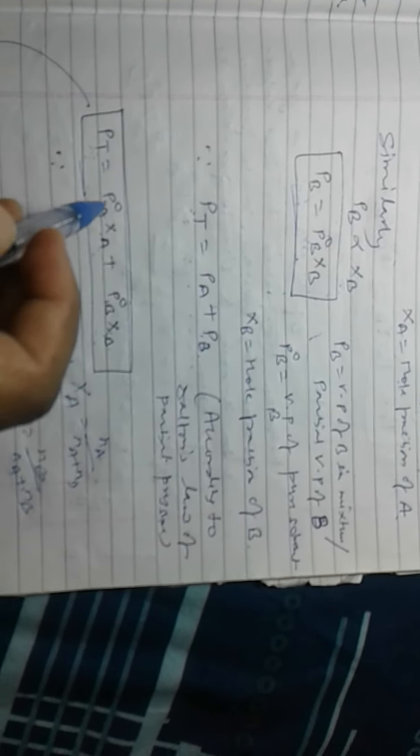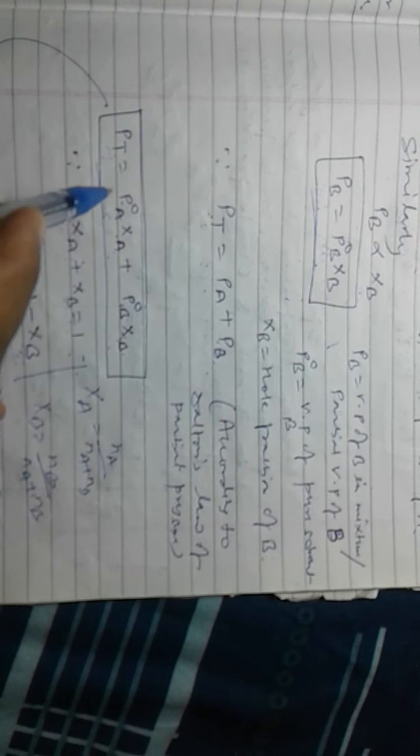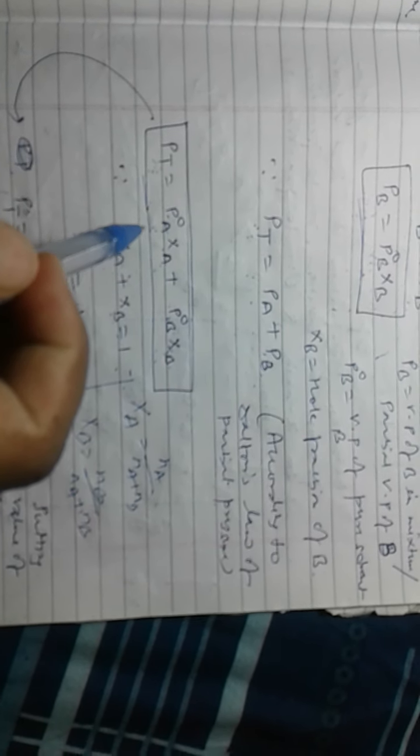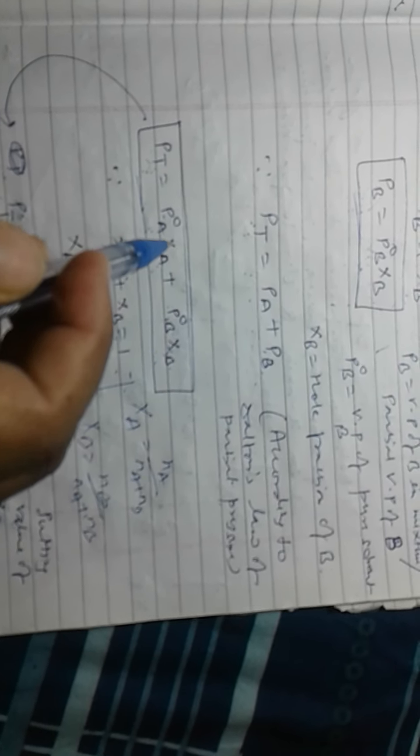So in this way, in class 12th, one numerical is generally asked in the board examination, that A and B two solvents are mixed together, and you have to calculate the vapor pressure of A, sometimes the vapor pressure of B, and also calculate the total vapor pressure of the mixture. So by applying Raoult's law, you can calculate the vapor pressure of the mixture.